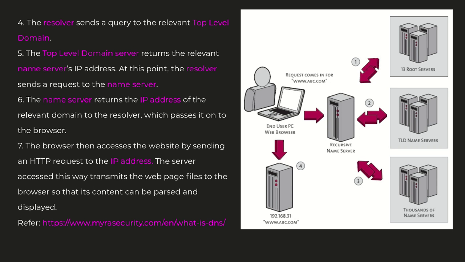Now the resolver sends a query to the relevant top level domain. The top level domain will return the equivalent name servers, or the authoritative name servers. Why? Because this will have all the details about who is authoritative for the specific site. So rather than checking all the servers, it will check only in the .com domain servers. In the .com domain servers, it will find the specific authoritative name server IP address.